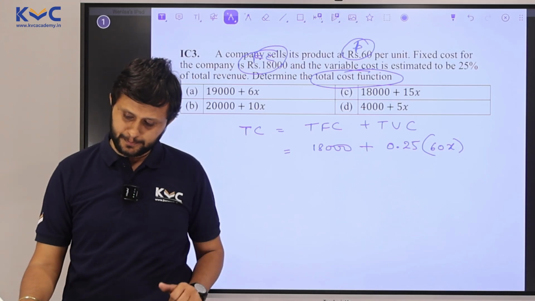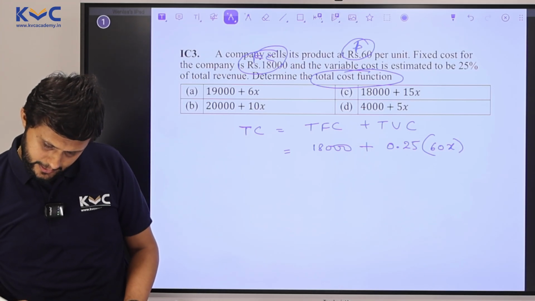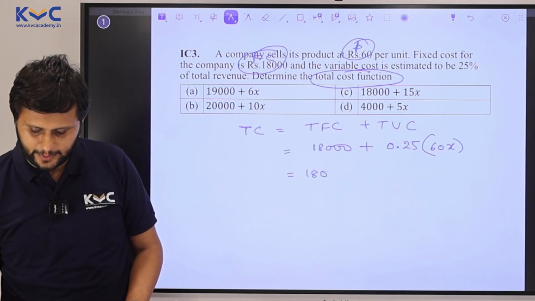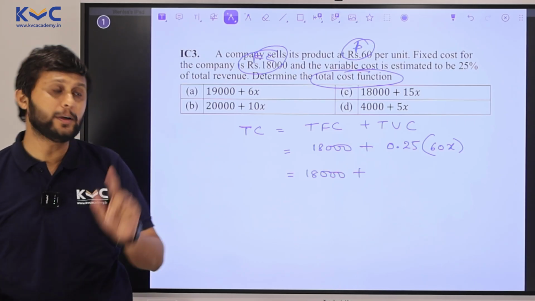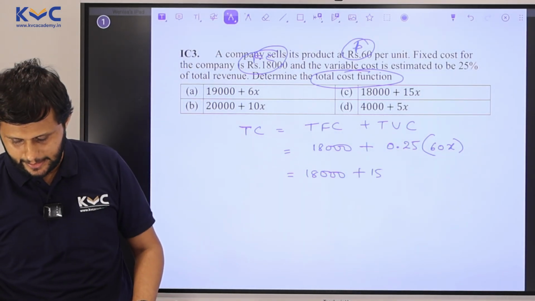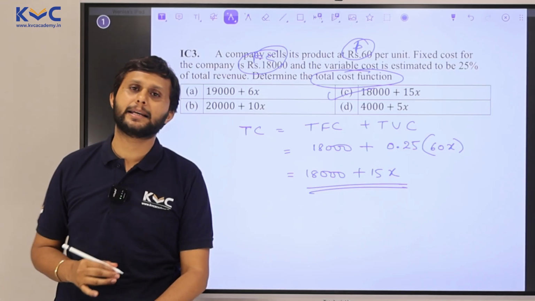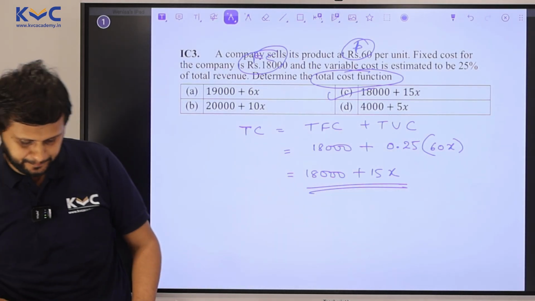Do we have this option? Let me just check. 18,000. Okay, we'll simplify this further. 18,000 plus 0.25, 25 percentage of 60, that is equal to 15x. We have this answer. Option C is the right answer.